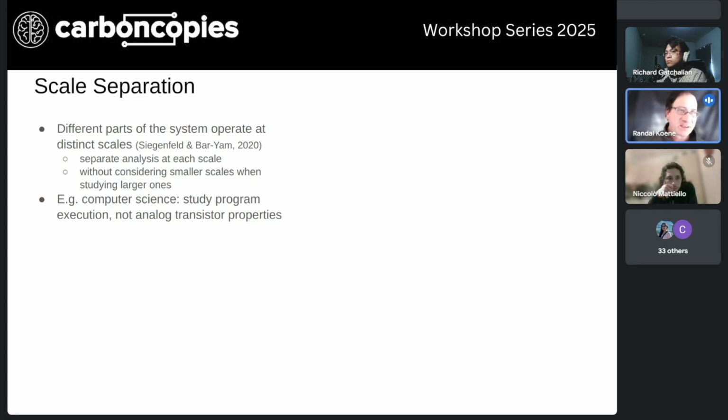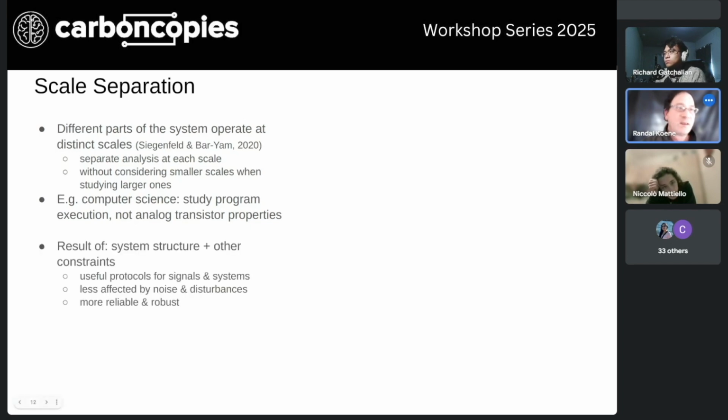In complex systems, scale separation means that different parts of the system operate at different scales, either in time, space, magnitude, or all three. This allows separate analysis of phenomena at each scale without needing to consider all the details of smaller scales when studying larger ones. For instance, in computer science, you can study program execution without having to consider the properties of the analog transistors used in integrated circuits. Scale separation is typically the result of a combination of system structure and other constraints.